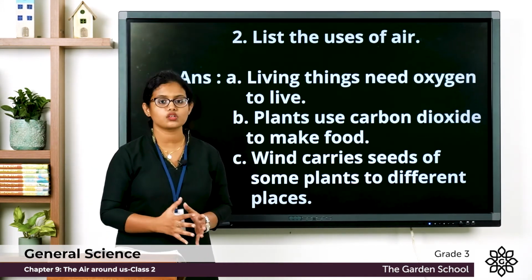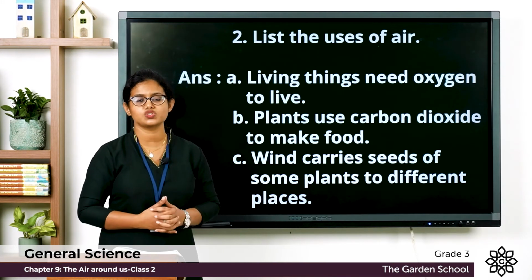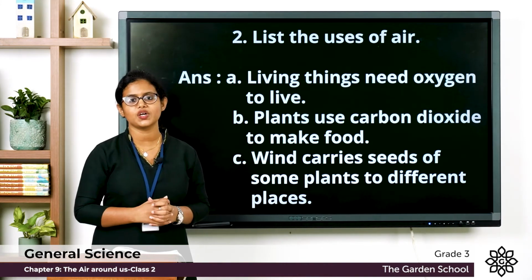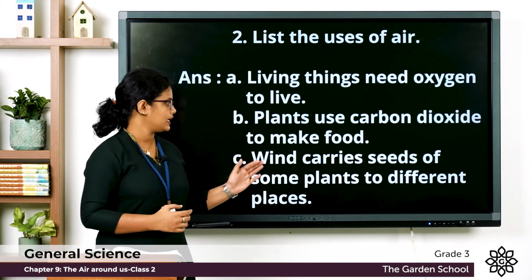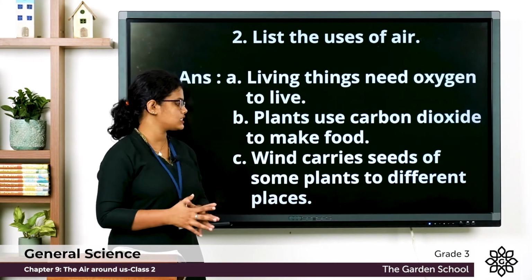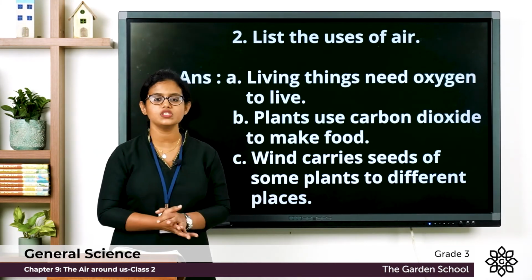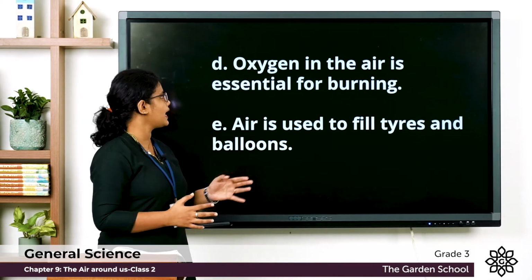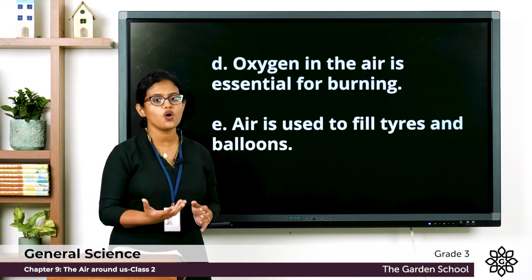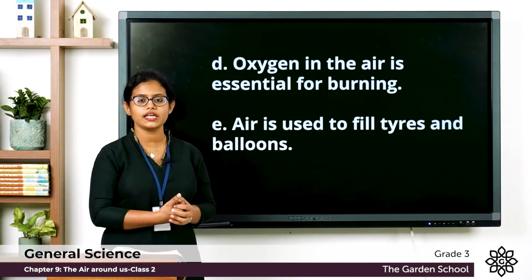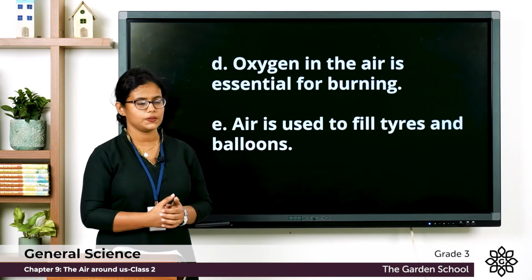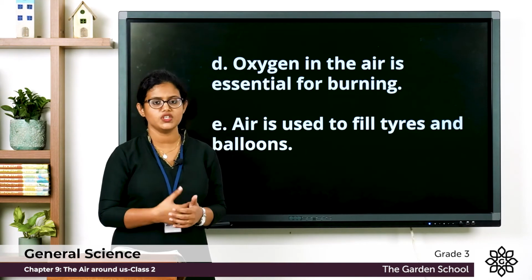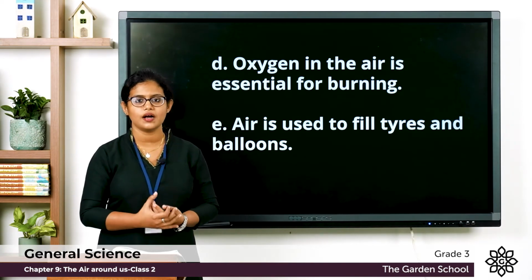Living things need oxygen to live. So we need oxygen to live. We take in oxygen. Plants use carbon dioxide to make food. The next one, wind carries seeds of some plants to different places. The next one, oxygen in the air is essential for burning. So in order to burn things, oxygen is necessary. Air is used to fill tires and balloons. We use air to fill tires and balloons.